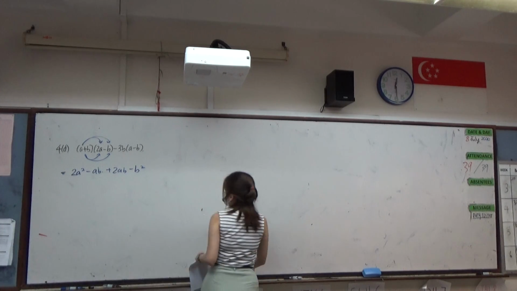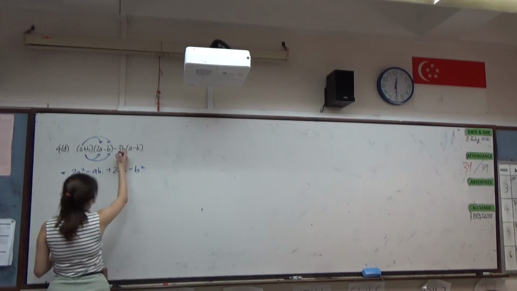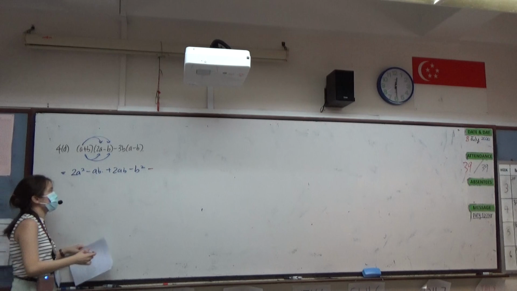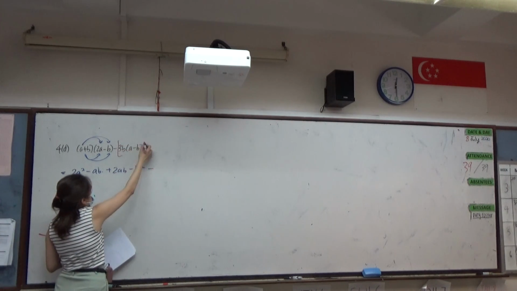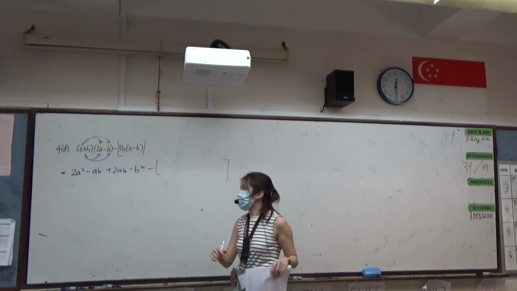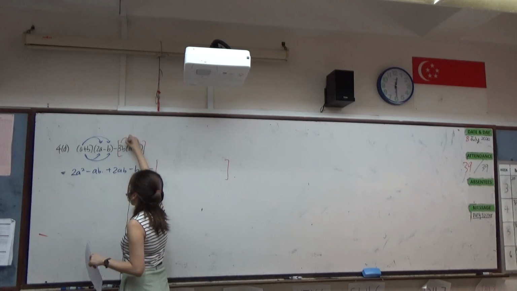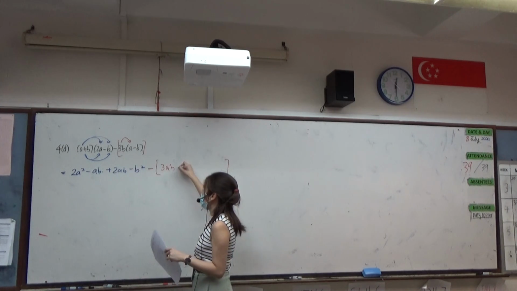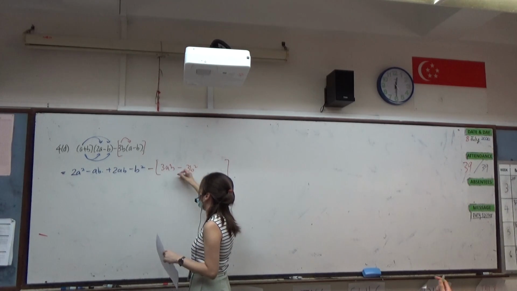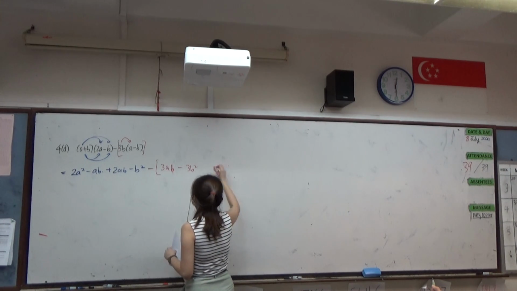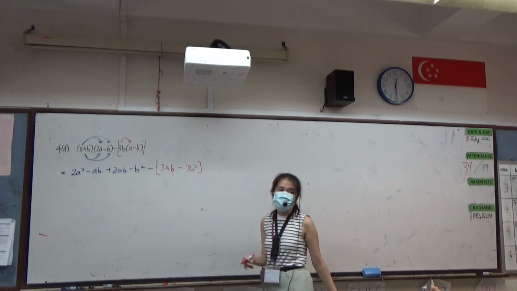Then after that, we got a minus sign. So when you have a minus sign, we must be extremely careful. We focus on this section over here, and we put brackets around it. So 3b times a, we get 3ab. 3b times minus b, we get negative 3b squared. Okay, so we have this.